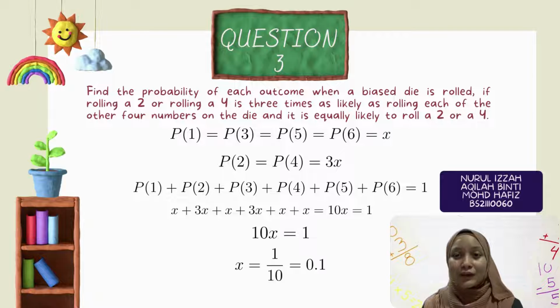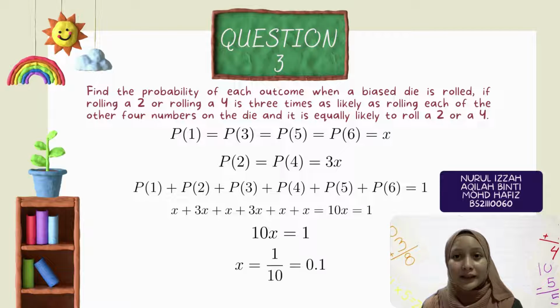First things first, we let the probability of 1, 3, 5 and 6 be x. Then we assume that the probability of 2 and 4 is 3x. Since the probability of 1 plus the probability of 2 plus 3 plus 4 plus 5 plus 6 is equal to 1, we rewrite it as x plus 3x plus x plus 3x plus x plus x, which equals 10x.